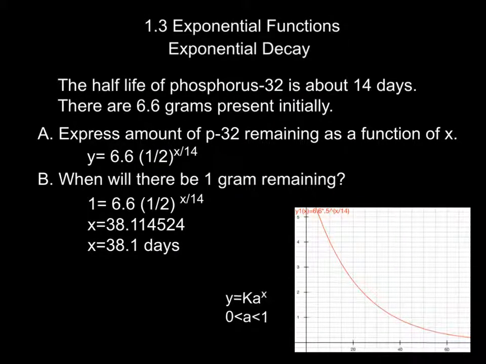This is an example of an exponential decay function. The half-life of phosphorus-32 is about 14 days. There are 6.6 grams present initially. Part A. Express the amount of phosphorus-32 remaining as a function of x, which would be y equals 6.6 times 1/2 to the x over 14th power. Part B. When will there be 1 gram remaining? Plug in 1 for y. The solution is x equals 38.1 days.